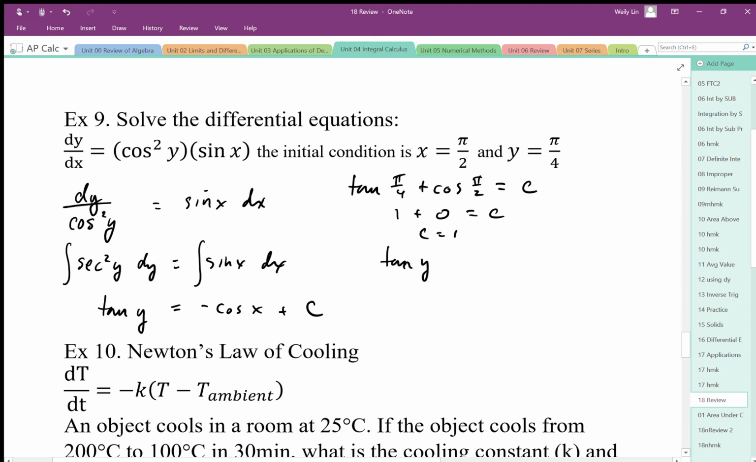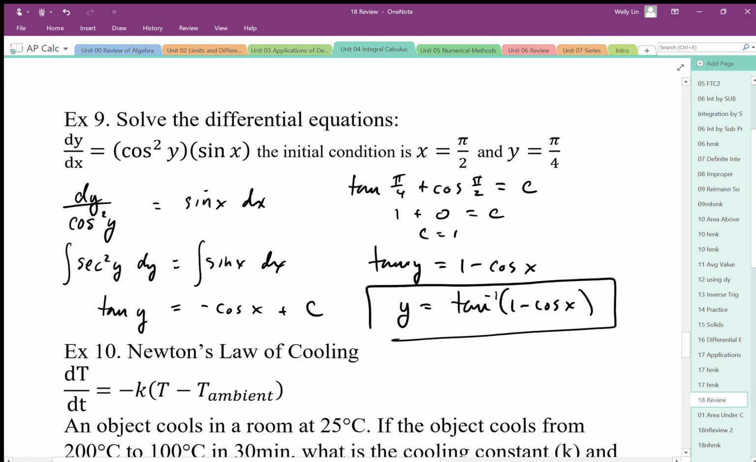So my equation implicitly looks like this. Tan of y equals 1 minus cosine x. If I want to write this in terms of y, it's going to be the arctan of 1 minus cos x. Okay, there it is. And I've solved for c because I have the initial condition.